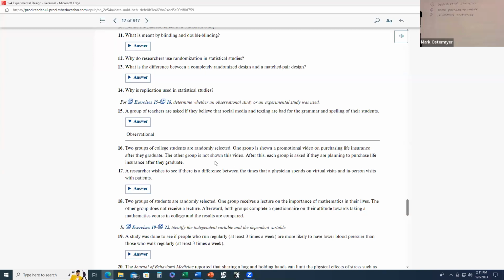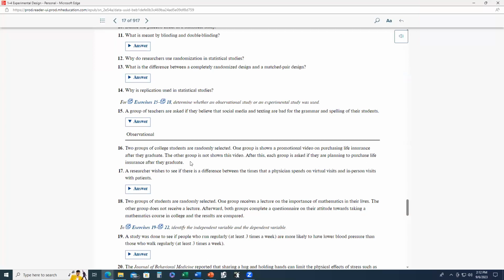All right. Number 16, two groups of college students are randomly selected. One group is shown a promotional video on purchasing life insurance after they graduate. The other group is not shown the video. After this, each group is asked if they are planning to purchase life insurance after they graduate. What would be your guess? Experimental type study or observational?